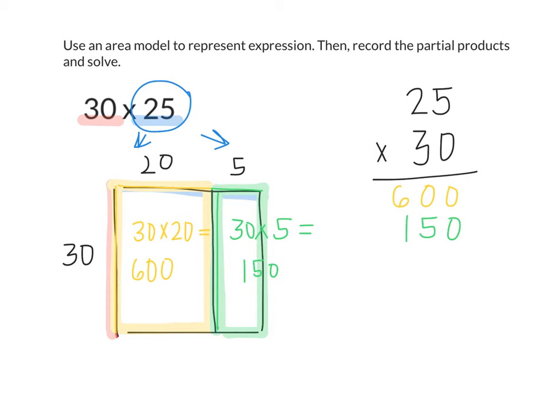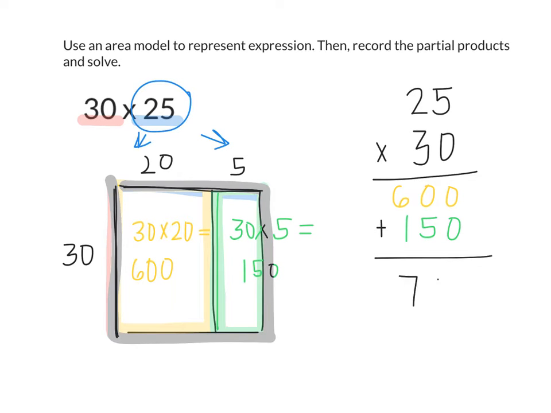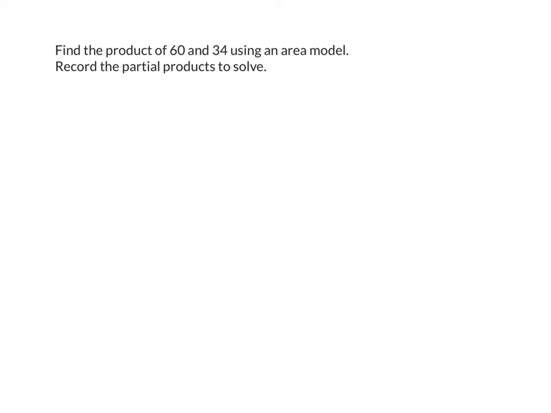Now in order to find the area of the entire rectangle, I have to add up the two areas, right? So I have to add up my partial products. What's 600 plus 150? 750. So using an area model, did we get the same answer, 750, as what we got using the place value chart? We did. Let's try another example.